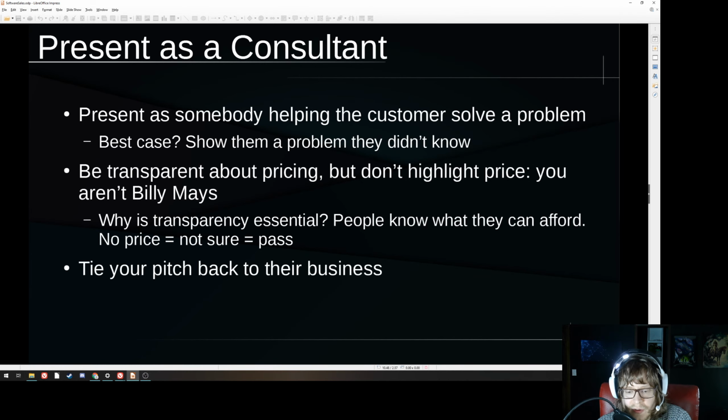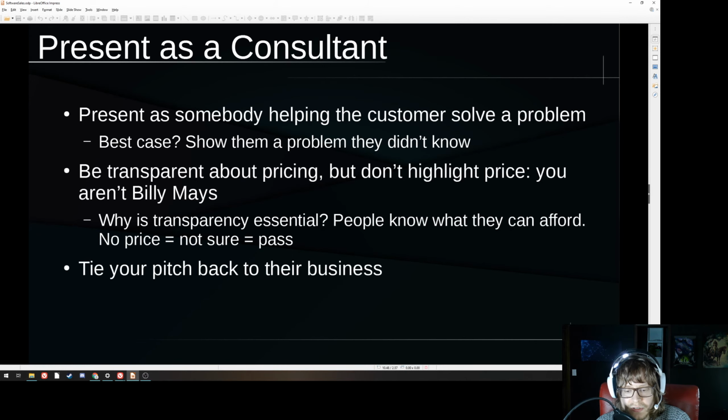You want to be transparent about your pricing, but you don't want to start talking a lot of numbers. You don't want to start highlighting the price right away. You don't want to be pushy with it. You don't want to be like Billy Mays. You don't want to say "only 3 easy payments of $19.99" over and over again. That works for as seen on TV. The reason it's funny is because it doesn't work very well for most sales tactics. You see this a lot in used car sales too, industries like that. Most people find it grating and annoying.